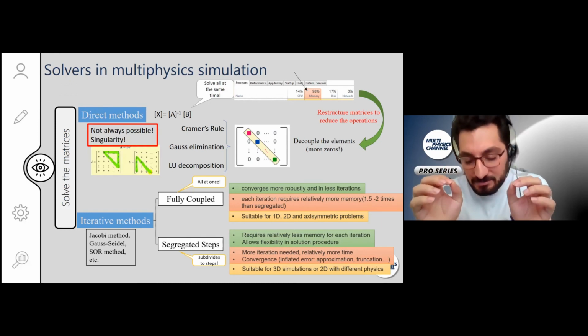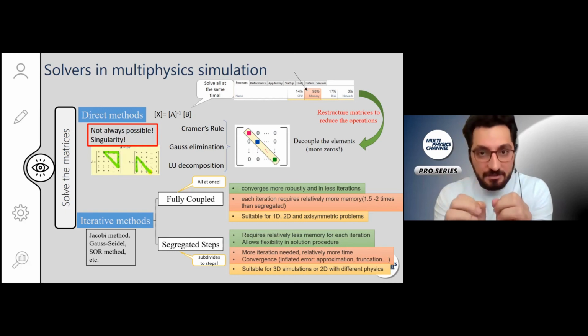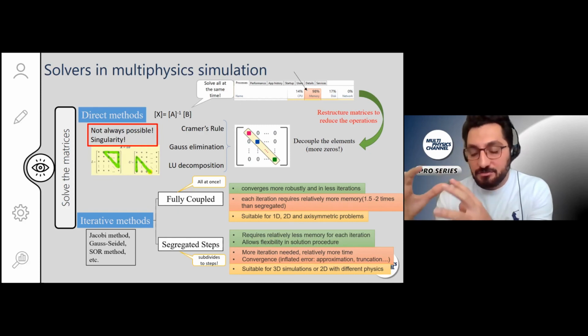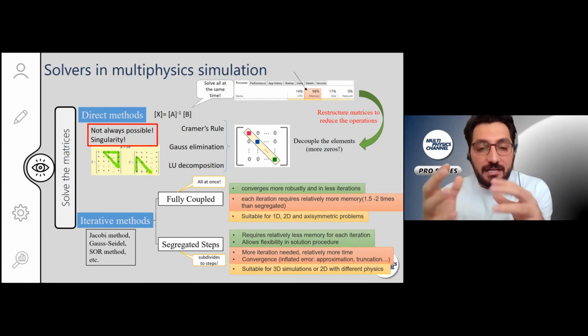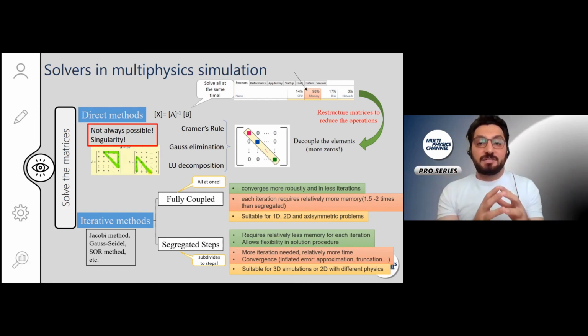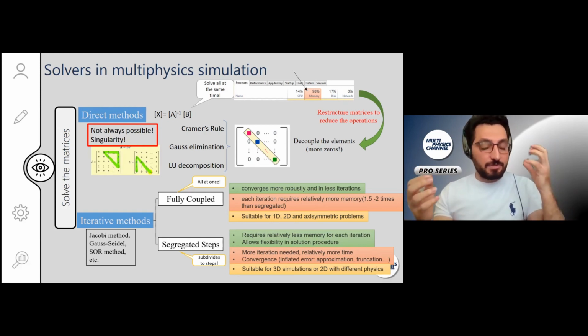But let me explain something here. It's always a trade-off between the complexity of your simulation and the computational power that you have, the memory that you have in your system. If I have a powerful system, if I have a supercomputer, and my even 3D models are not that complex for that system, I would always use fully coupled because I don't have a limitation in memory, so I can have it faster and it converges more robustly. So it's always a trade-off between what you have as a problem and the facilities that you have, what is your machine.